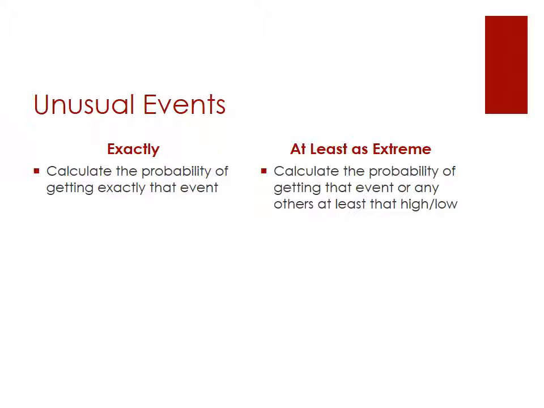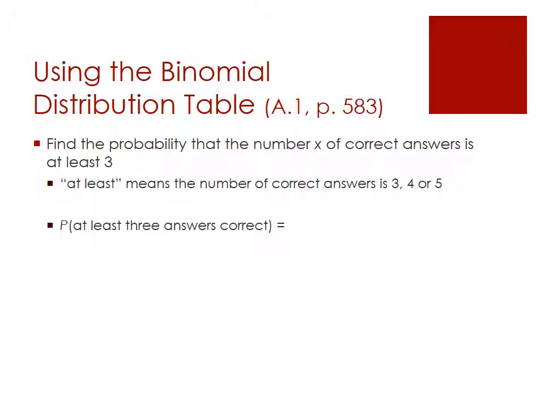Remember, we're looking at our unusual events rule. We've had this slide before, but just as a review, we carry it forward. We've already looked at calculating the probability of getting exactly that event. If the language is asking for something at least as extreme, then we calculate the probability of getting that event or any others that are that high or that low, depending upon the direction specified in the problem. So when we work this out, we're now solving for at least 3 correct answers.